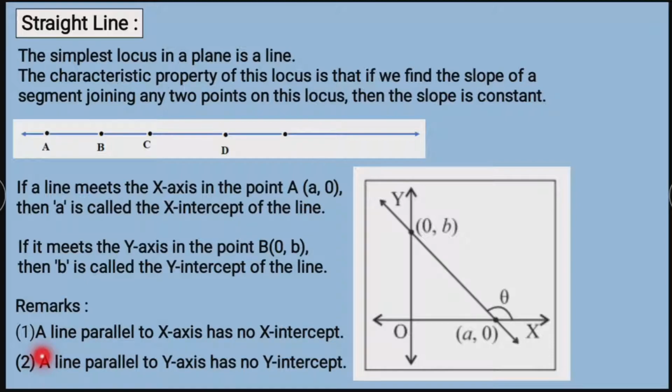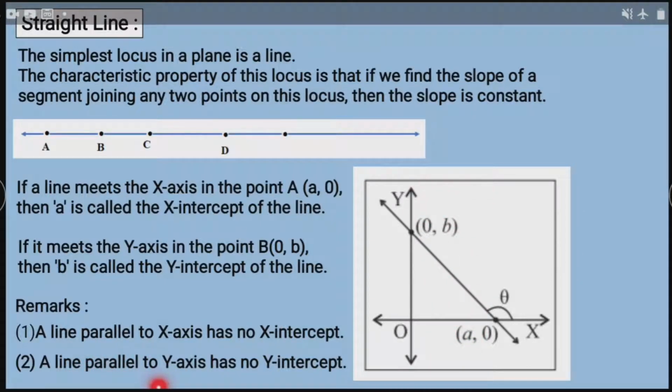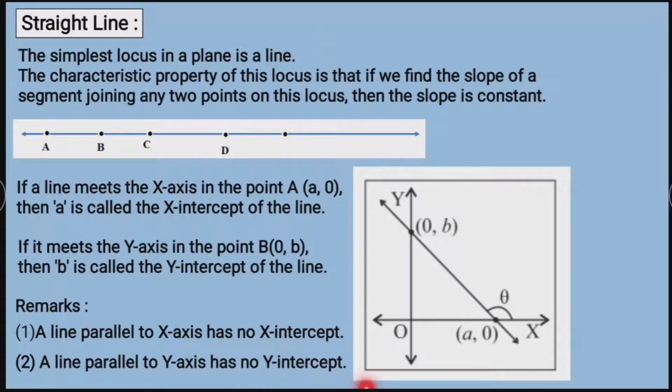Remember this remark. Number 1, a line parallel to x-axis has no x-intercept. That means for a line parallel to x-axis, we do not get an x-intercept. Similarly, for a line parallel to y-axis, we do not get a y-intercept. So we write here, a line parallel to y-axis has no y-intercept.